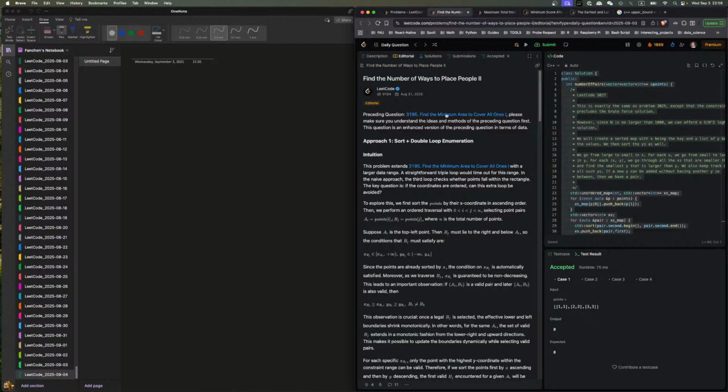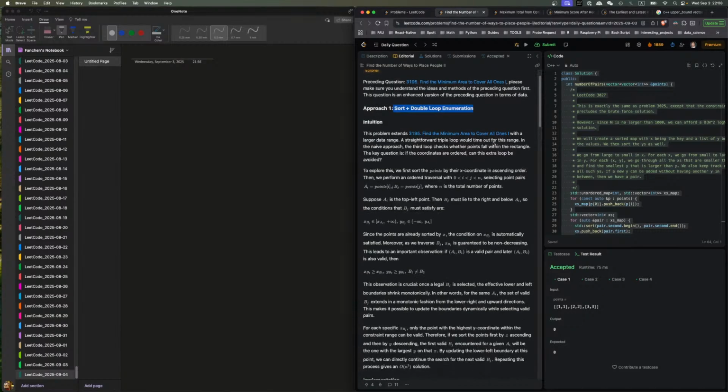Okay, that's this. Alright, let's read yesterday's problem. Preceding question, yeah, we did this. Sort plus double loop enumeration. Can the extra loop be avoided?